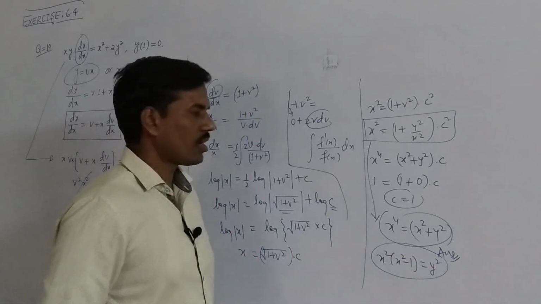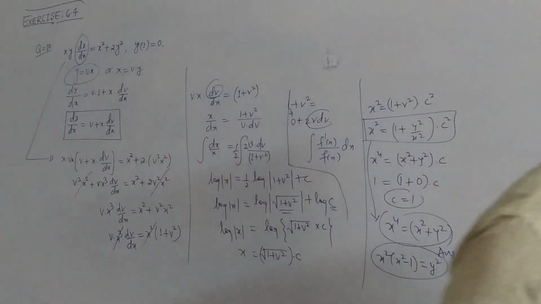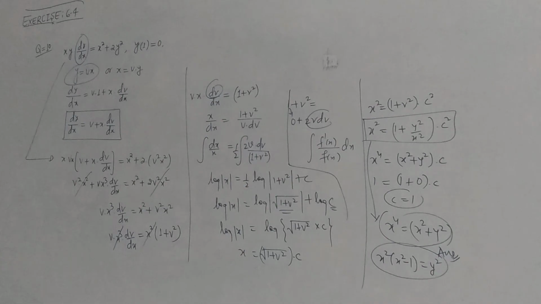Please match with the answer of your textbook. Okay, clear? So x square taken as common, x square minus 1 is equal to y square. Okay, please make a note. Any doubt, students? Okay.